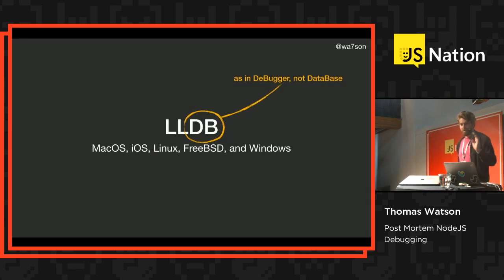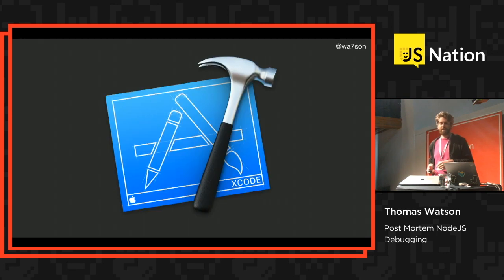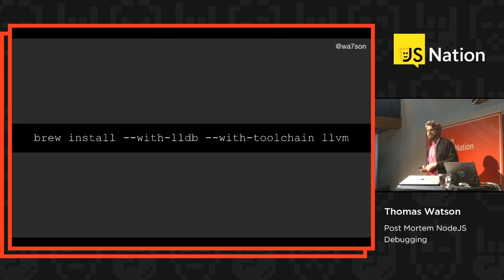But LLDB is cross-platform, super nice. You can install it with Homebrew, or if you have Xcode already on your system, you actually already have it. But if you don't want to install Xcode, or if you maybe want to upgrade to a newer version than the one that ships with Xcode, you can use Homebrew if you're on a Mac, and you can use apt-get if you're on Linux, for example. So you use that to install LLDB.